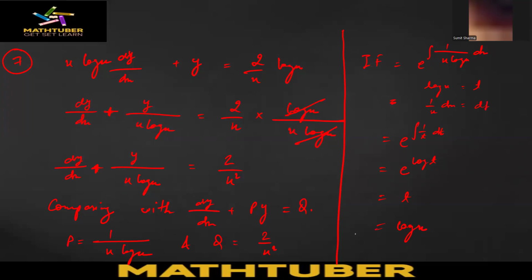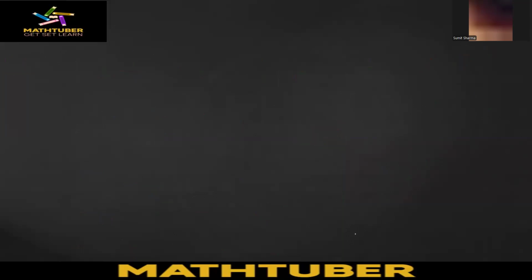So the integrating factor here is log x. Now, putting all the values in the differential equation and then solving it. The solution is given by y into integrating factor is equal to q into integrating factor dx plus c, which is y into log x is equal to 2 upon x square into log x dx plus c.